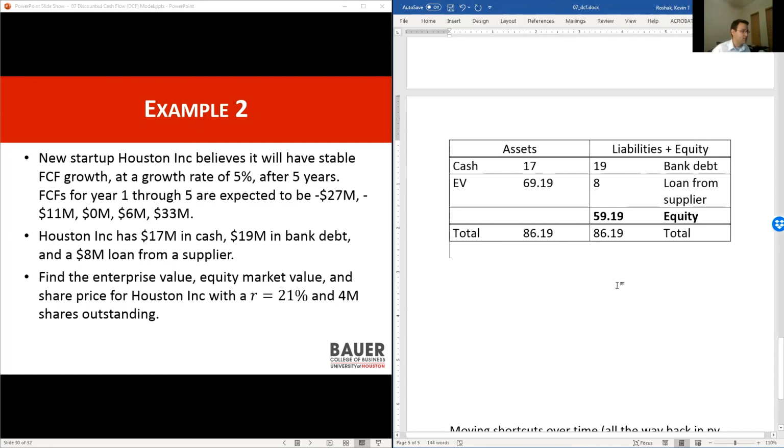How did we get that? Well, we know that the 86.19 is the value of all the debt and equity. So that's the $19 in bank debt plus the $8 in the loan plus the equity, which we don't know, but we can solve for that. The equity is going to be the 86.19 minus 19 minus 8. That's 59.19.